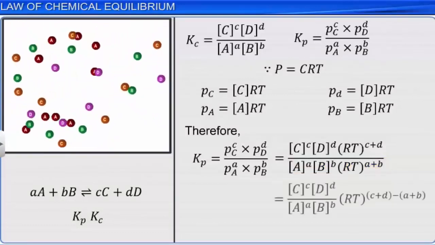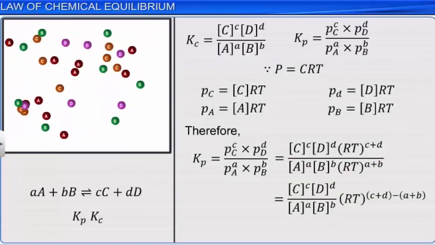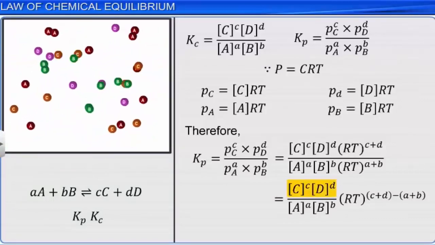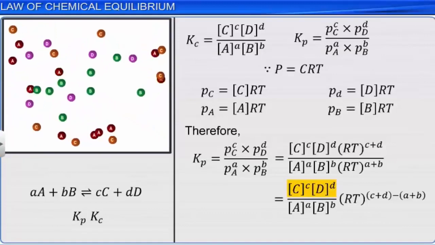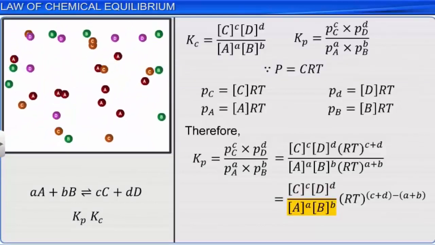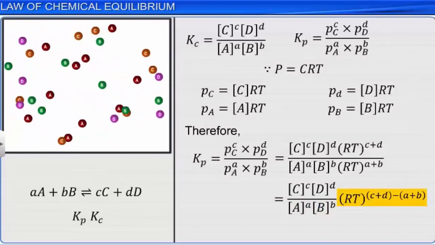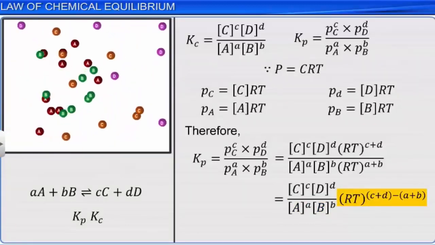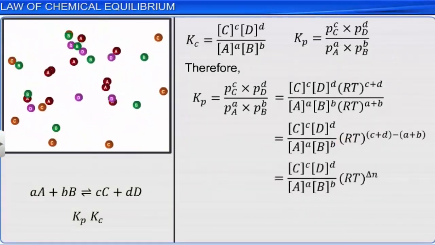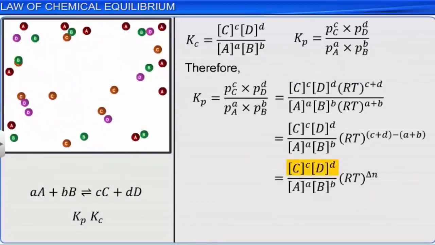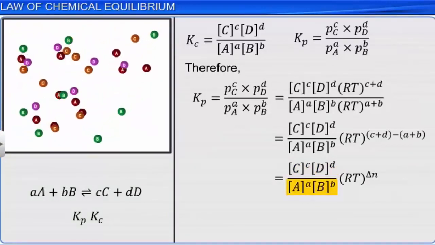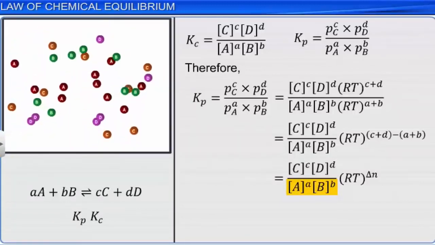This can be written as the product of the concentration of the products, [C] raised to the power of c and [D] raised to the power of d, divided by the product of the concentration of A raised to the power of a and B raised to the power of b, multiplied by the product of R and T raised to the power of the sum of c and d minus the sum of a and b. This becomes equal to [C]^c [D]^d divided by [A]^a [B]^b, multiplied by the product of R and T raised to the power of delta n.